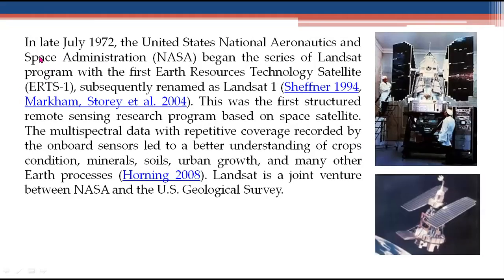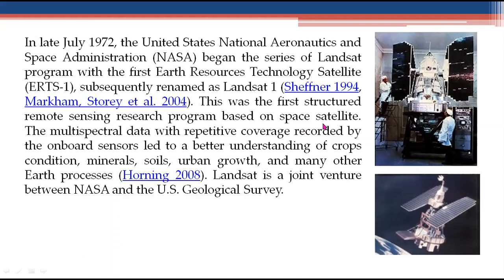Again, we had another breakthrough in late July 1972. The United States National Aeronautics and Space Administration, NASA, began the Landsat program with the first Earth Resources Technology Satellite, subsequently named Landsat 1. So in 1972, NASA launched a satellite into space by the name of Landsat, with the first Earth Resources Technology Satellite, ERTS-1. Uske baad mein naam change hua. This was the first structured remote sensing research program based on a space satellite.